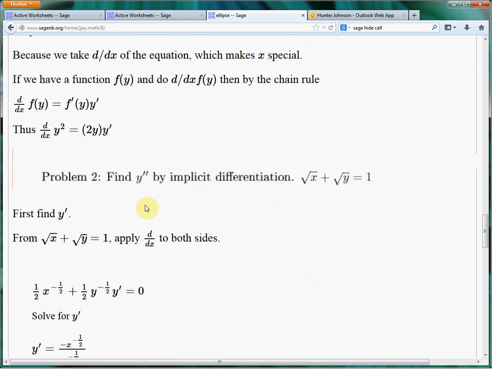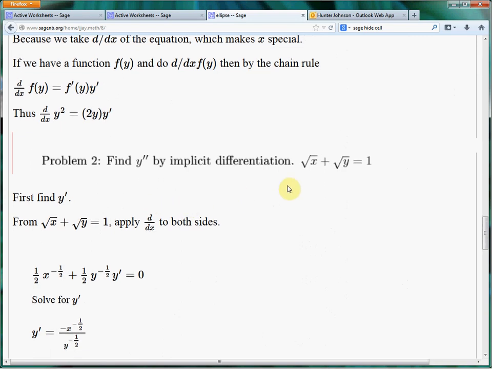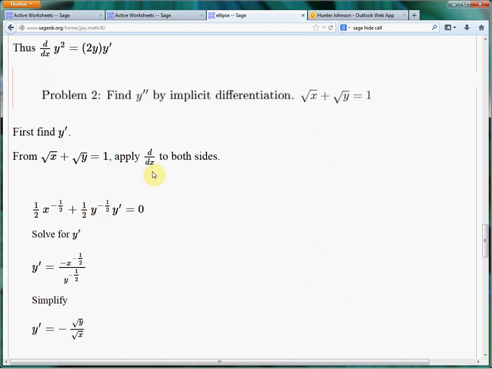Okay, so let's do one more implicit differentiation problem. In this problem we want to find the second derivative of the square root of x plus the square root of y equals 1. You start with the equation, and just like always, you apply d dx to both sides. The square root of x is really x to the 1/2, and the square root of y is really y to the 1/2. So those 1/2s come down, you take one away, and it makes minus 1/2. In the case of y, the y prime pops out for the reasons we were just talking about, and the derivative of 1 is 0.